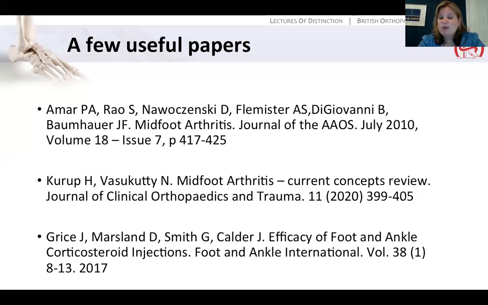There's a few useful papers there. I think this is all being recorded, so you can have a look at those. There were a couple of good reviews looking at midfoot arthritis, and then there's a nice paper here about efficacy of foot and ankle steroid injections that just gives evidence for what we do, because you spend a lot of time injecting feet, particularly mid-feet, when you're a foot and ankle surgeon.